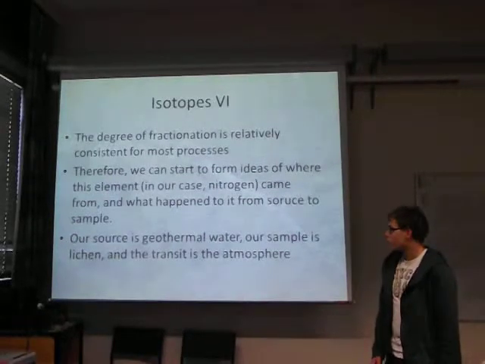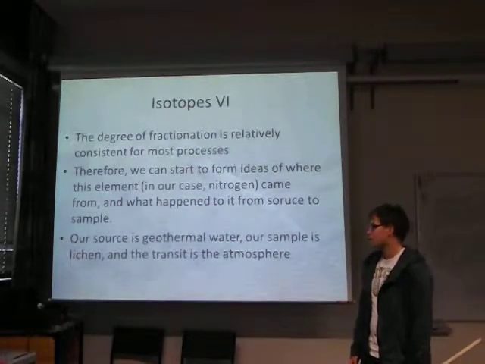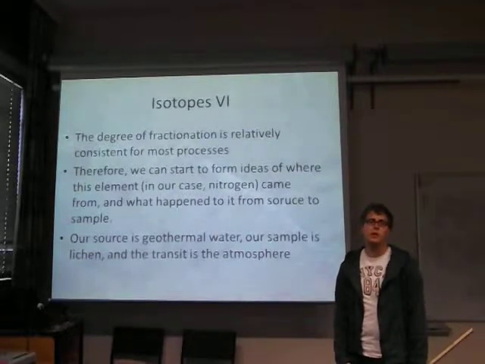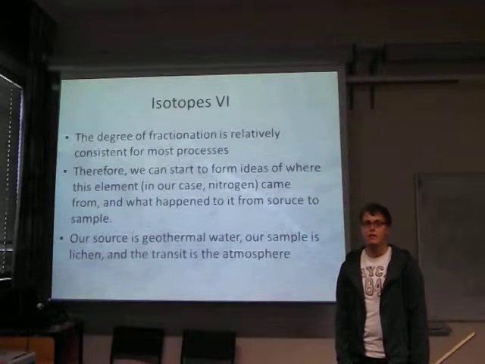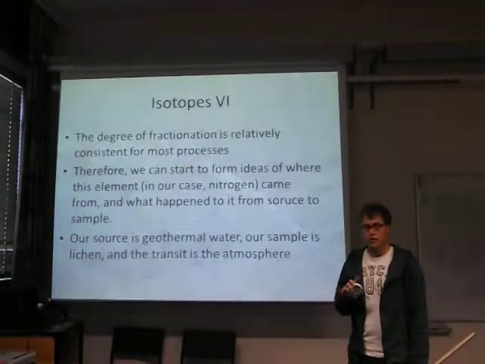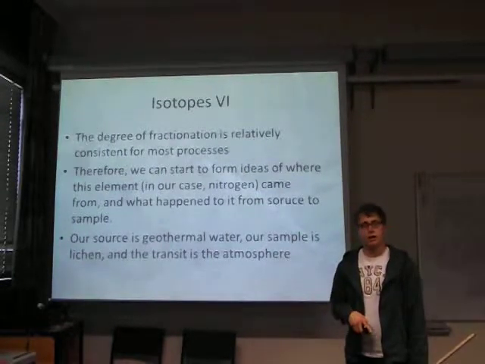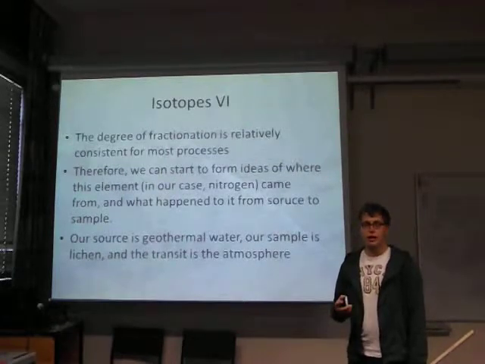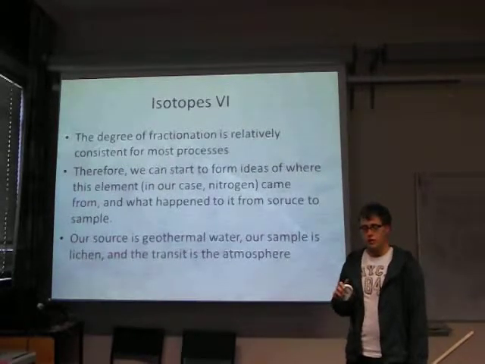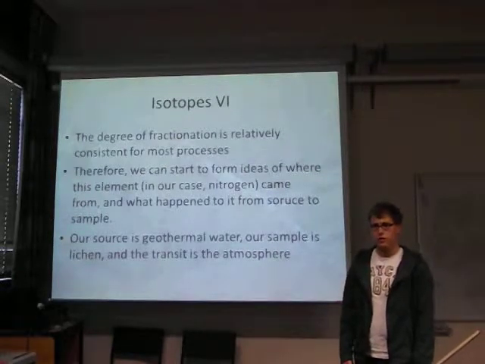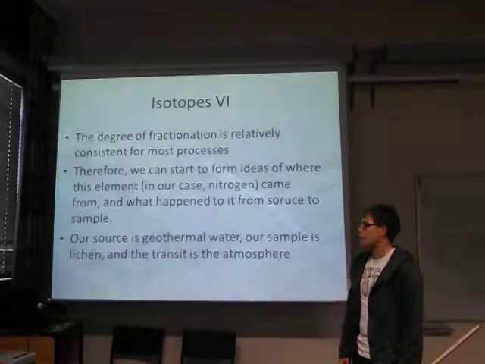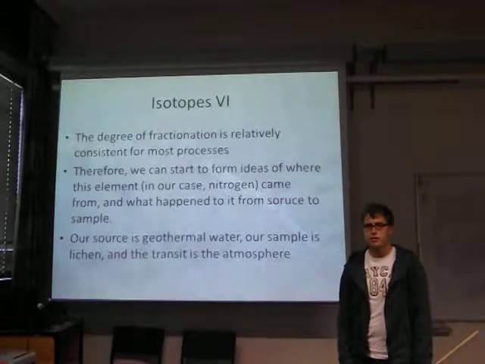Our source is geothermal water, and our sample is lichen. So the only processes we're concerned with are the fractionation in the atmosphere. So when it goes from the geothermal water to the atmosphere, there's a fractionation. It becomes more negative. When the nitrogen goes from the atmosphere to the lichen, it becomes more negative again. So we've got 2 fractionation steps, making for very negative nitrogen isotopes.